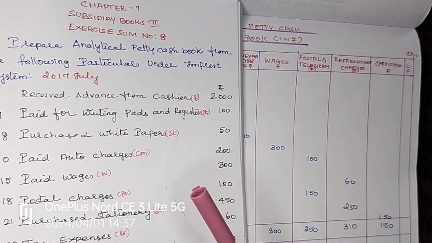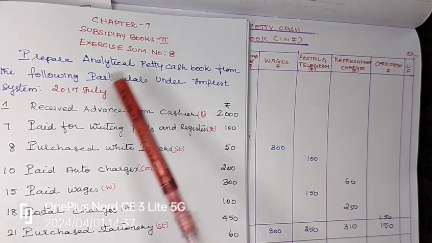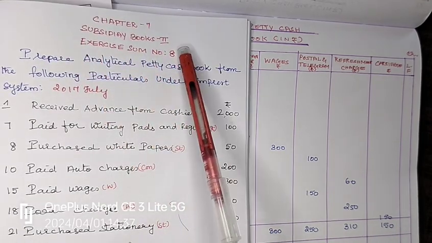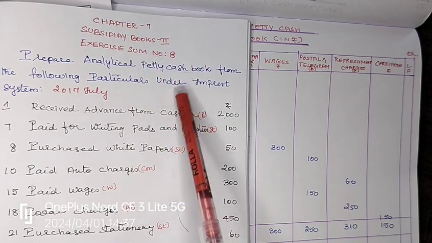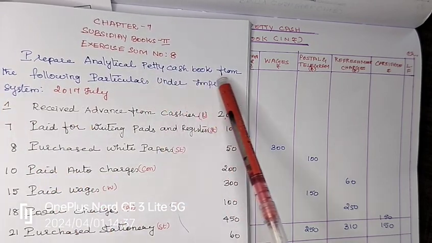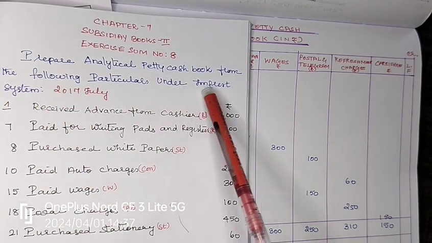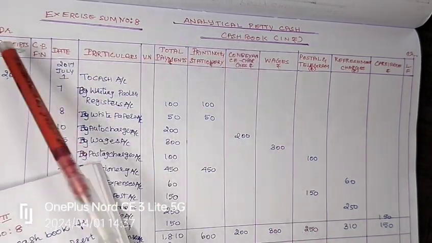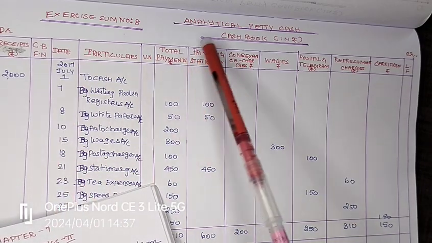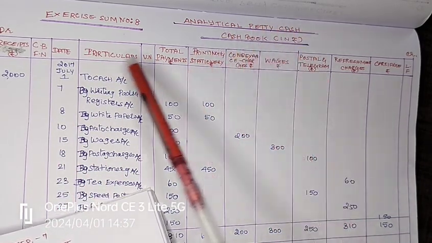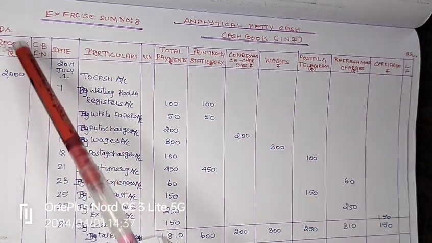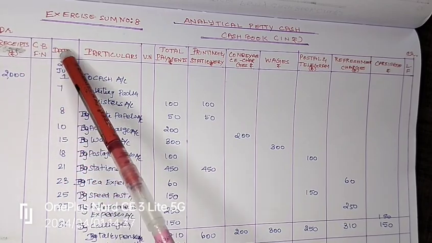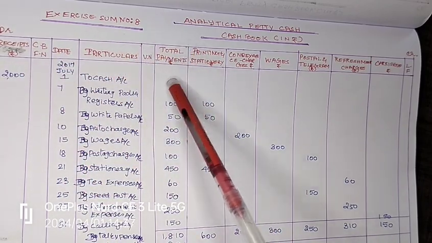In this video, we are going to learn about 11th Standard Accountancy, Chapter 7, Subsidiary Books 2, Exercise Sum number 8. Prepare analytical petty cash book from the following particulars under imprest system. We already prepared the title and format of the petty cash book: debtor, creditor, receipt rupees, CBFN, date, particulars, VN, total payments.